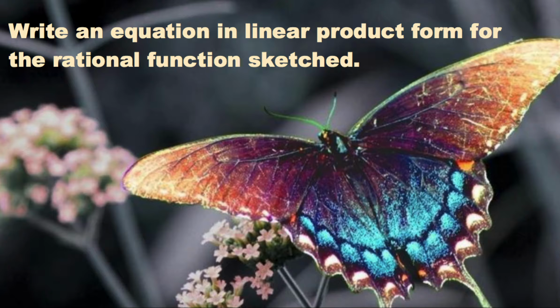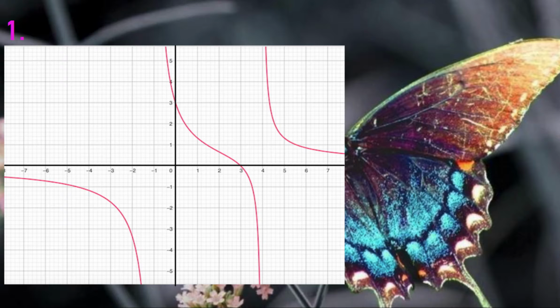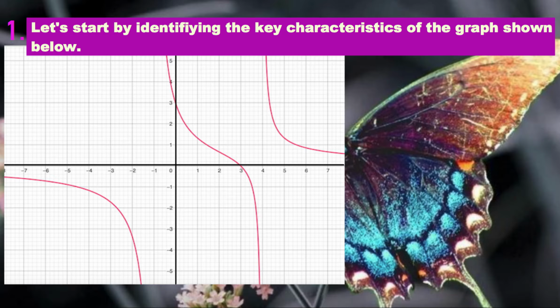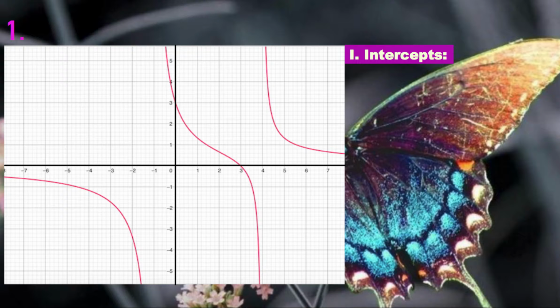Write an equation in linear product form for the rational function sketched. Question 1. This is the rational function that's sketched right in front of us. Let's start by identifying the key characteristics of the graph shown below. First, intercepts.